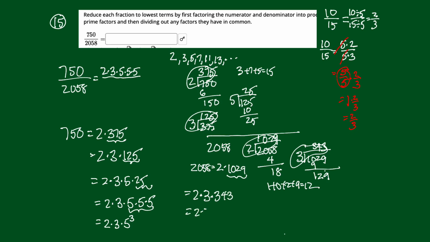Now, this is 2 times 3. What about this 343? Well, let's see. If I add them, I get 7 and 10, so it's not divisible by 3. So the next prime number is 5. Now, the number does not end in a 0 or a 5, so it's not divisible by 5. So I go up to 7. Now I'm going to try it right over here.